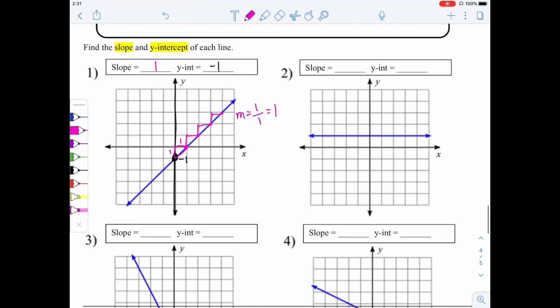Okay, number 2, we're going to start on our y-axis again, and this is at 1. So our y-intercept is 1, and then we find out what is the slope. So rise is nothing. So it's going to be 0 over 1, and 0 over any number is still just 0. So our slope is 0, which is flat ground. Flat ground is always slope 0.